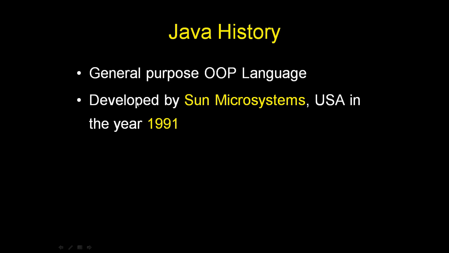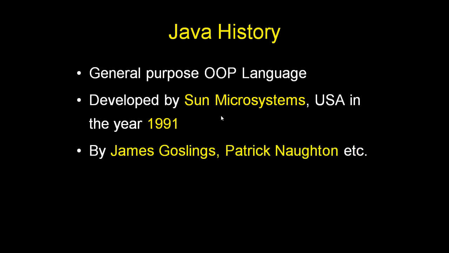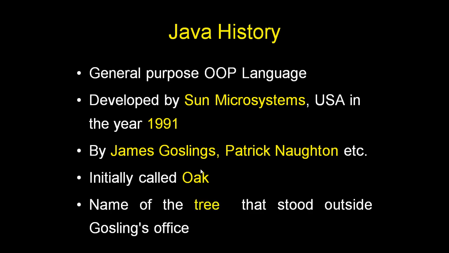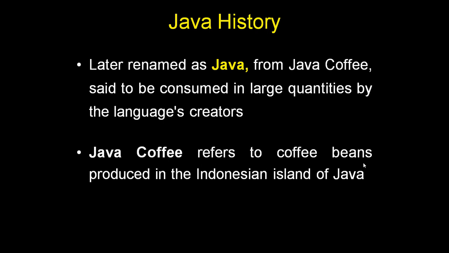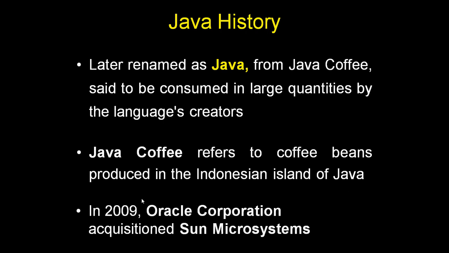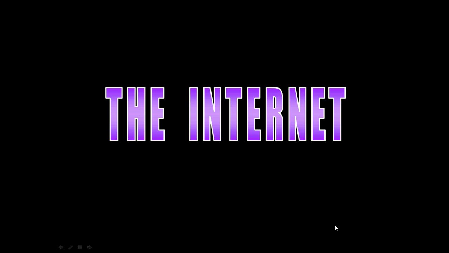Java was developed by Sun Microsystems USA in the year 1991 by James Gosling and Patrick Norton and their team. However, the initial name of Java was Oak. Oak is the name of that tree that stood outside James Gosling's office. Later, Oak was renamed as Java from Java coffee, said to be consumed in large quantities by the language creators. And Java coffee refers to coffee beans produced in the Indonesian island of Java. And in the year 2009, Oracle Corporation acquired Sun Microsystems.